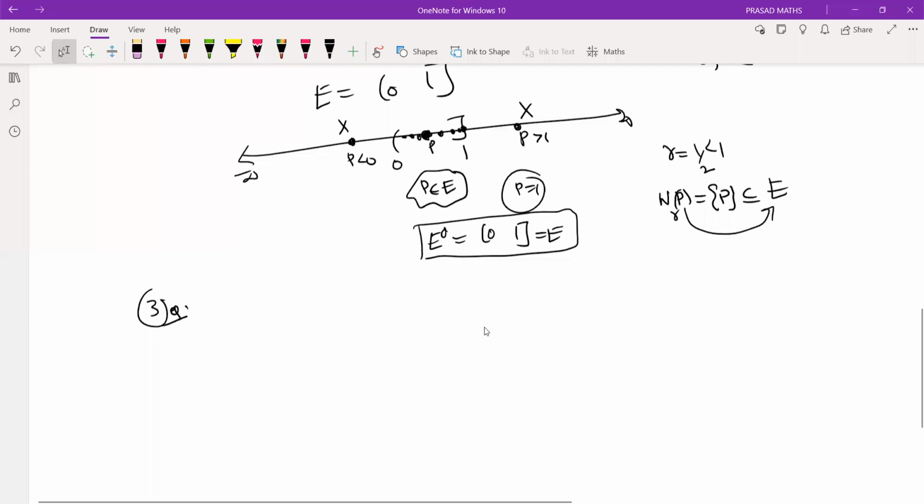Sir, what about the border element 1? Yes, that's what I'm telling. If P equals 1 also, this is true. P is any arbitrary element in E. In particular, P equals 1 is also true. P is any arbitrary element of E that was chosen. Therefore, the same center and same radius work.